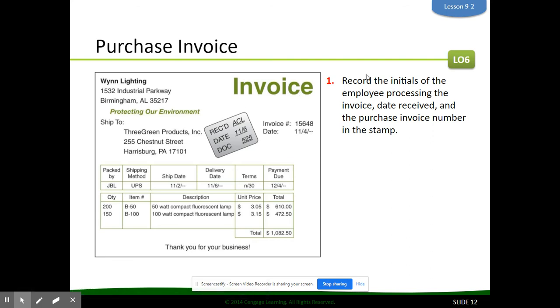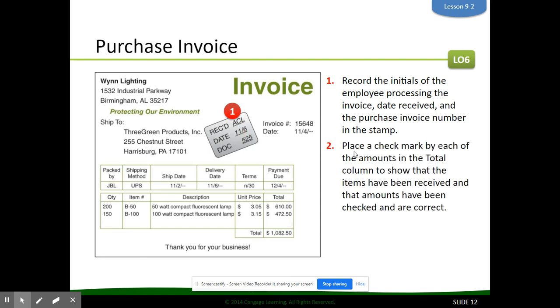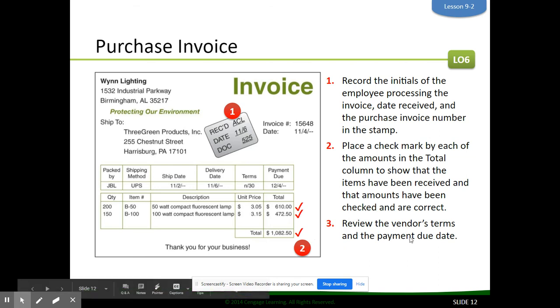So when you have an invoice, you're going to record the initials of the employee processing the invoice, the date it was received, and the purchase invoice number in the stamp. So you can see here we added that information. Then you're going to place a check mark by each of the amounts in the total column to show that the items have been received and that amounts have been checked and are correct. And then you're going to review the vendor's terms and the payment due date.